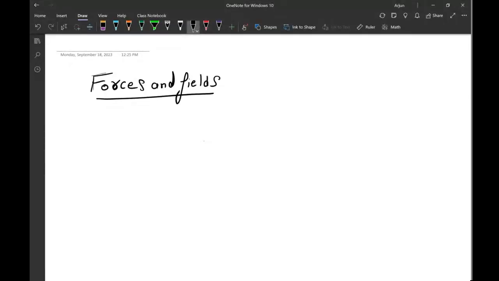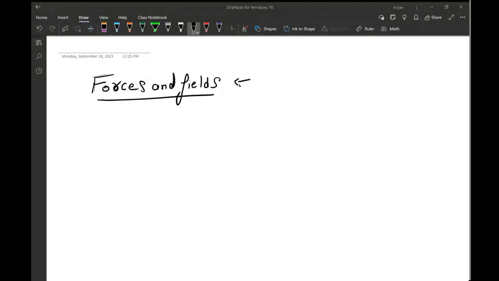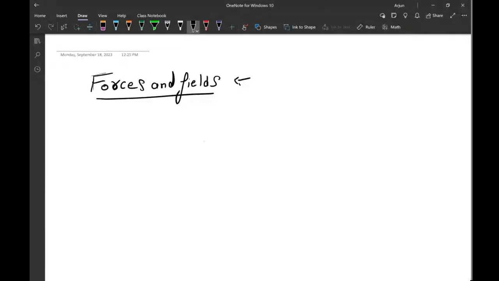Welcome back, folks. In today's class, I'm going to talk about the new chapter, which is forces and fields. And in forces and fields, the first thing I'll talk about is Coulomb's law.